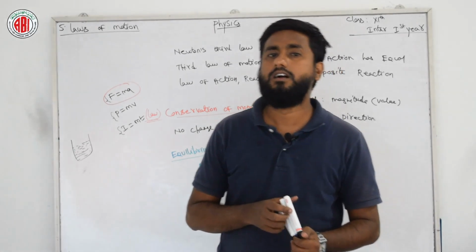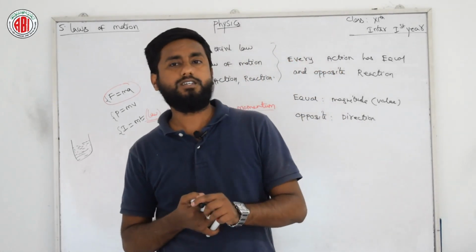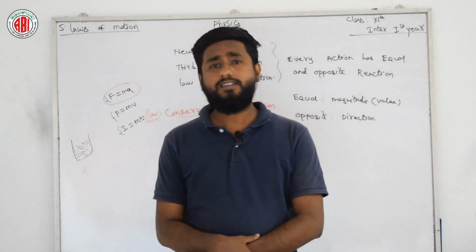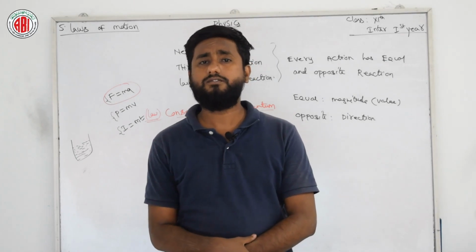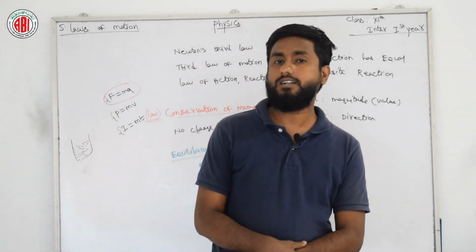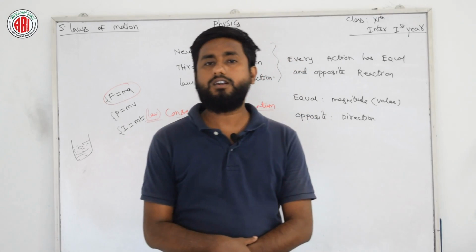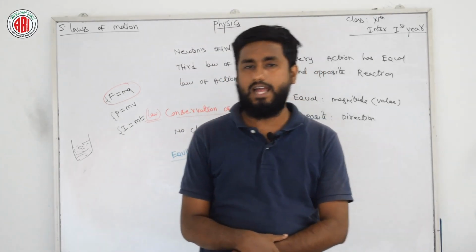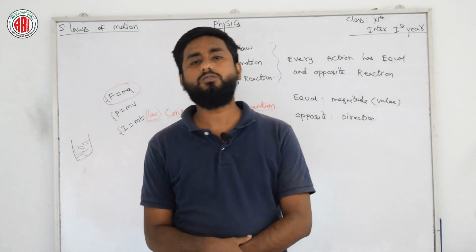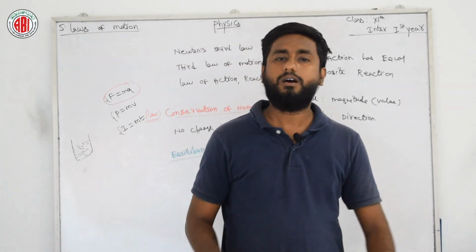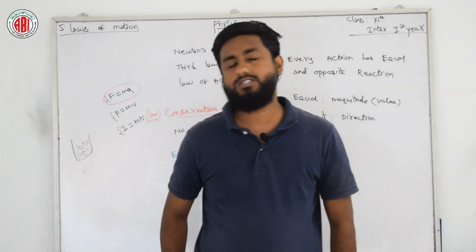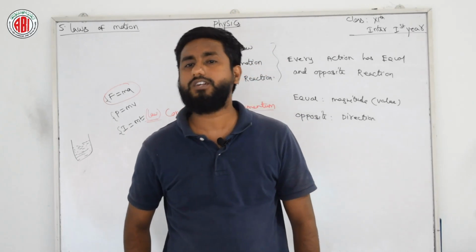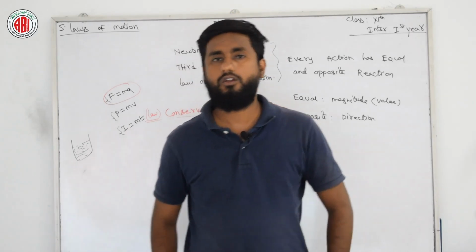Now kinetic friction. Kinetic friction is the frictional force which occurs when an object slides over another object. It is mathematically expressed as Fk equals mu k n, where mu k is the kinetic friction coefficient and n is the normal force.